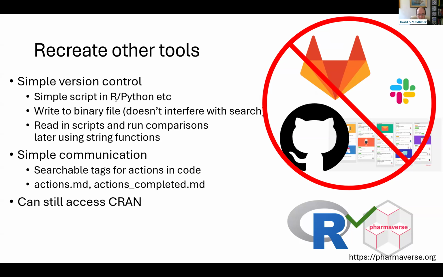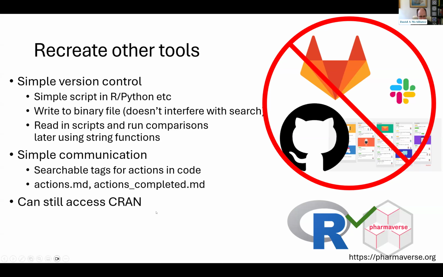So for example, what we've done is set up our own simple version control, just using scripts within R that read in the scripts, running it from the command line, and then create binary files from them. And what that does is it means that we can go back and see changes that we've made to our analysis and so on.